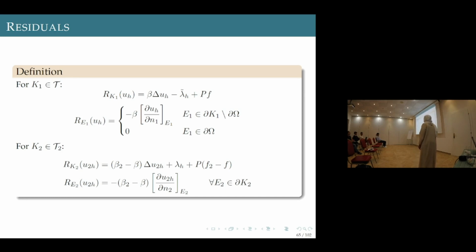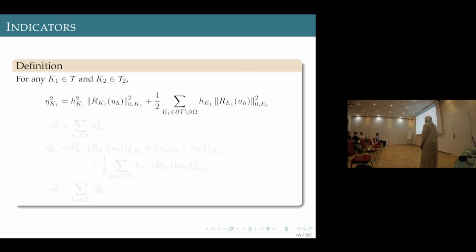The second mesh is exactly the same. The residual inside the elements is just the discrete solution of the strong formulation, and the residual over the edges is the jump of the normal derivatives there.